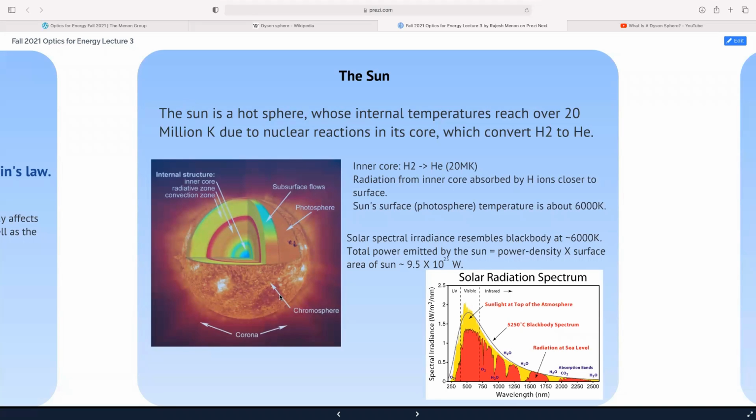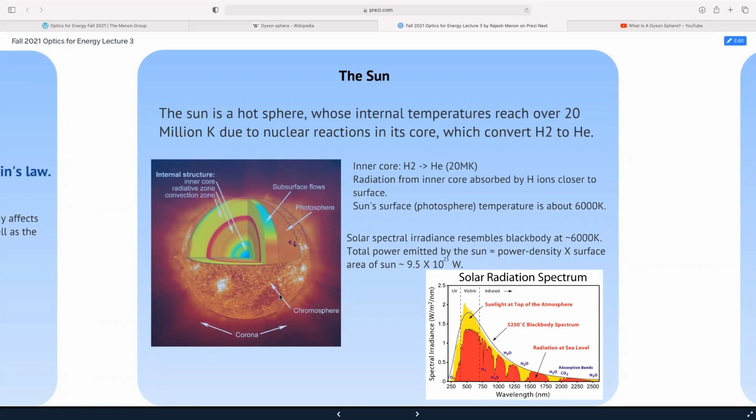At the very inside, you have the inner core. There is a transmission of energy through a radiative zone, so radiation, and a convective zone, where the plasma essentially circulates. Then it heats up the surface of the sun, which is also called the photosphere, at approximately 6,000 Kelvin. So it goes from about 20 million Kelvin in the interior to about 6,000 Kelvin at the surface.